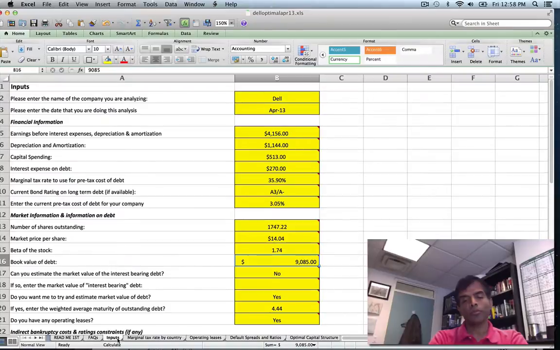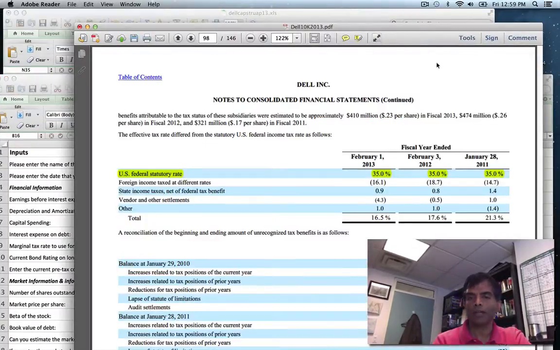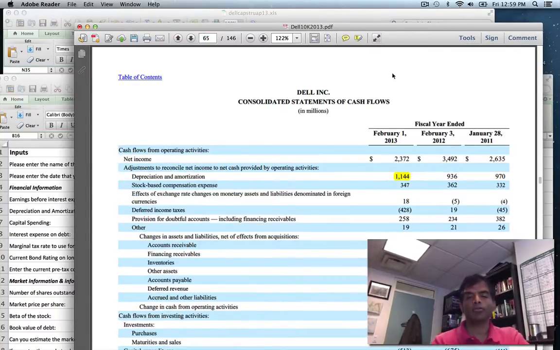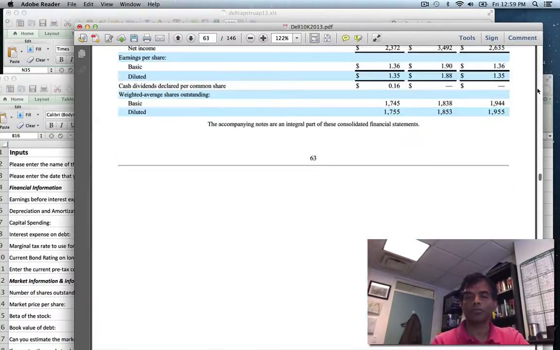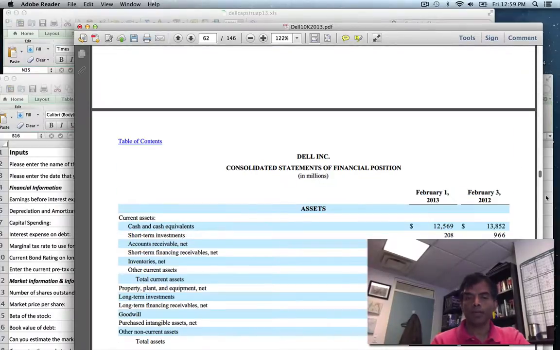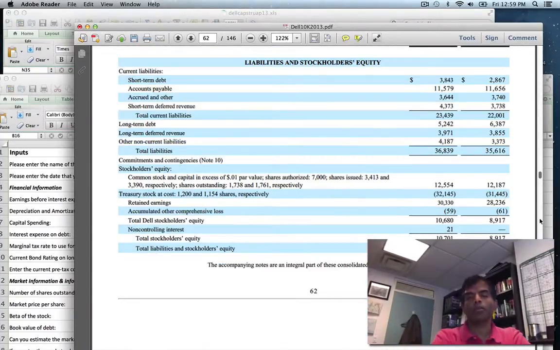Then I ask for a book value of debt. That again is going to be in the financials. So I go back to the financials to page, I think 65. Let's see if I guessed right. No, that's a statement of cash flows. Statement of income. Ah, there we go. Statement of liabilities and shareholders' equity. There, the two items I'm going to pick are short-term debt and long-term debt.